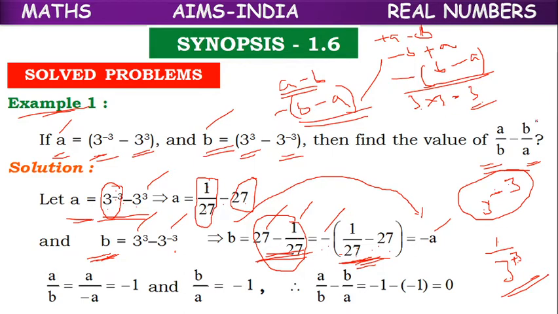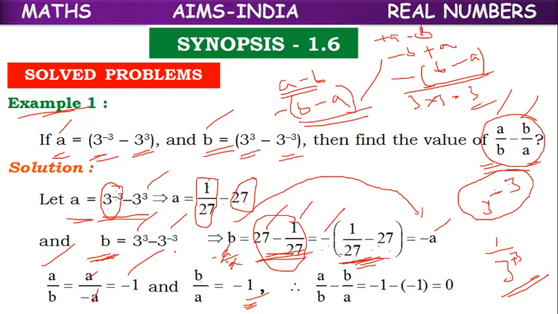So here they are asking a by b minus b by a. If we take the a by b value, in the place of b we can keep minus a. So a gets cancelled. What is its value? 1. In the same way, b by a: what is the value of b here? b is minus a. We can write it as minus a by a. A cancels. What is its value? Minus 1.